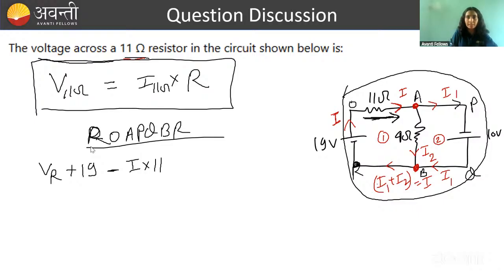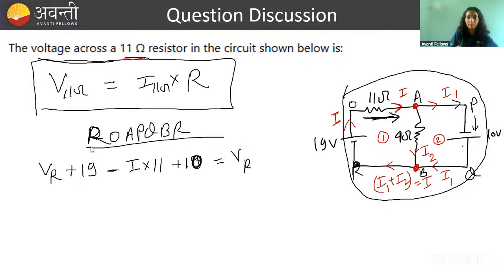From A to P, there is nothing. From P to Q, there is a battery, and we are traveling from negative to positive terminal. So again, we will write 10 volt, right? So we will write here 10 plus 10. Now Q to B, there is nothing. B to R, there is nothing.